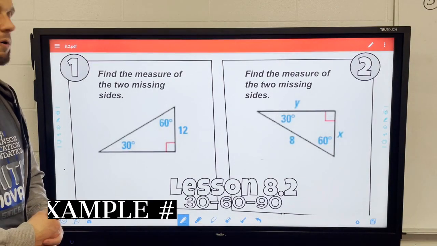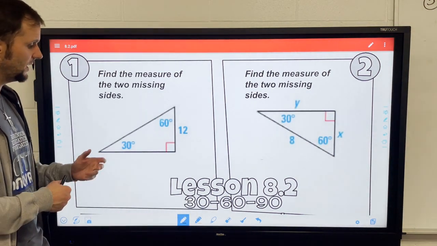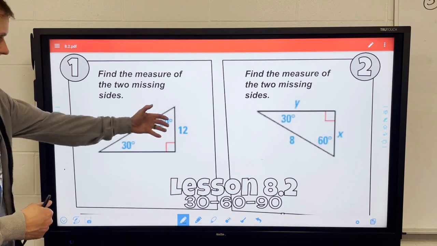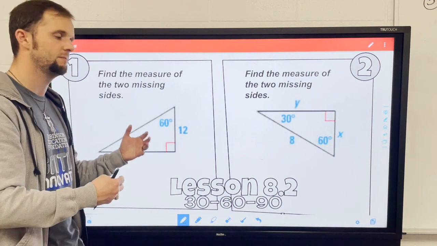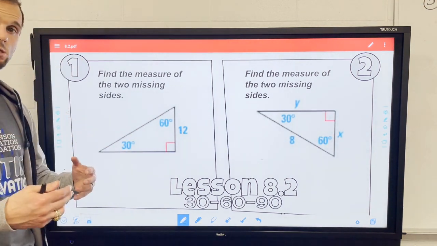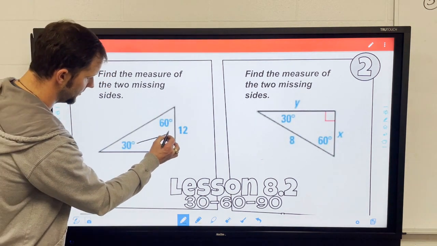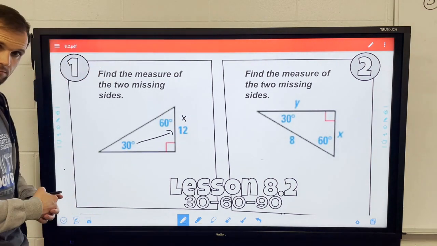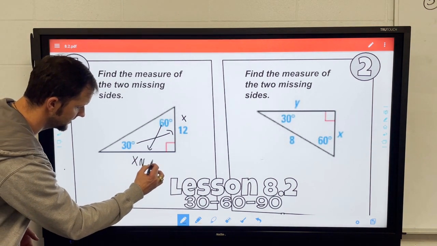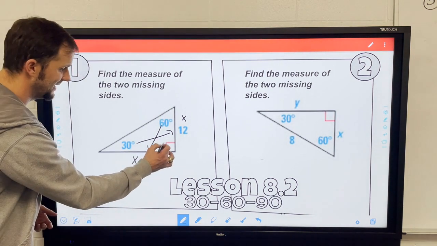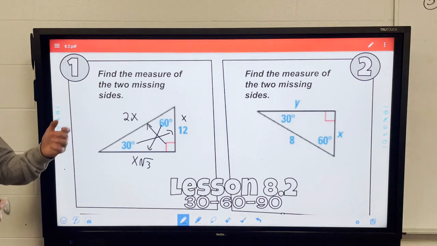All right, so on example number 1, it says we need to find the measure of the 2 missing sides, okay? And so right now, if you look at my triangle, I know I have a 30, 60, 90 right triangle. So since I have a 30, 60, 90 right triangle, the relationship of my sides has a special situation. So like up top, opposite of my 30-degree angle is always going to be represented as x. Opposite of my 60-degree angle is always going to be represented as x times the square root of 3. And then opposite my 90-degree angle, which is my hypotenuse, is always going to be 2 times x, or 2 times that small side.